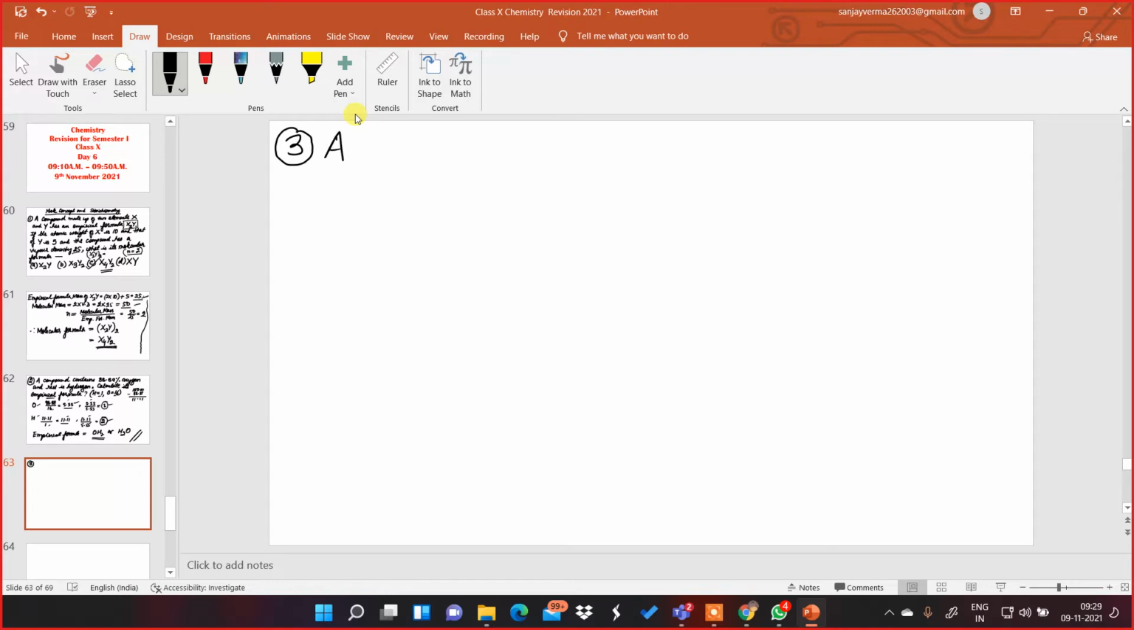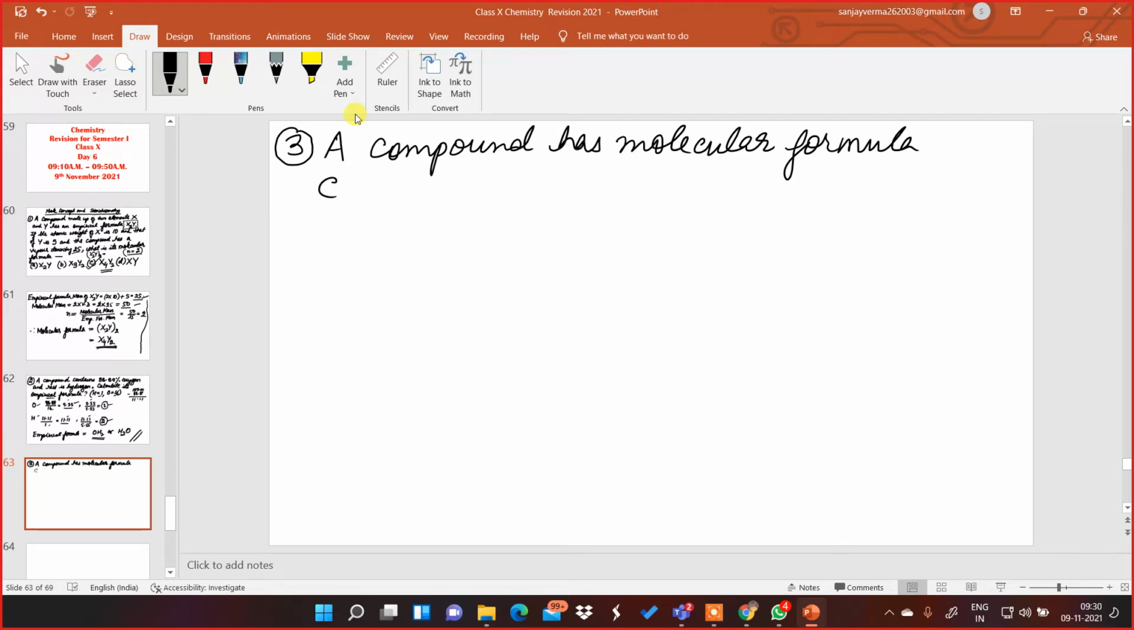A compound has molecular formula C4H10O, which means there are 4 carbon atoms, 10 hydrogen atoms, and 1 oxygen atom.